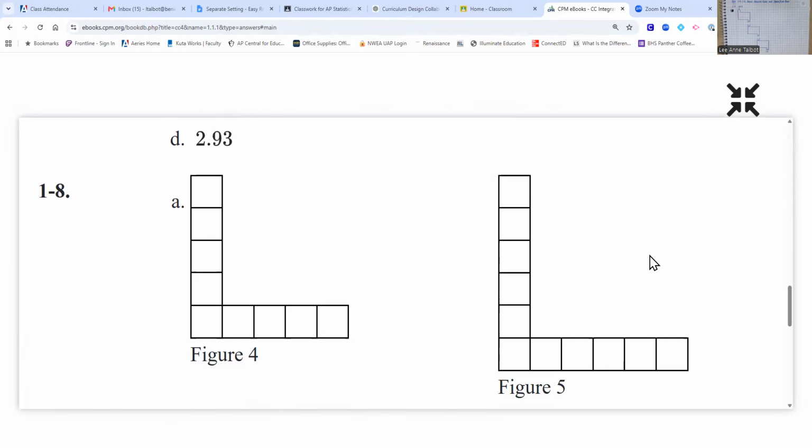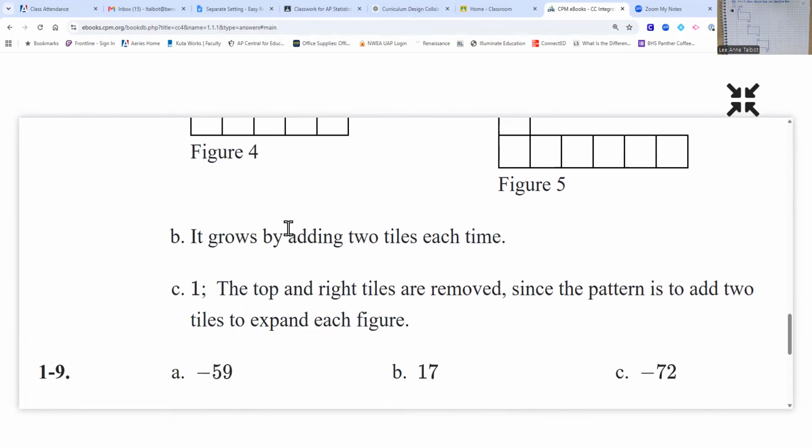Are you guys comfortable with these two, the tile pattern problems? Okay. It goes by adding 2 tiles each time. It will have one tile, the top and right tiles are removed since the pattern is to add 2 tiles to expand each figure.